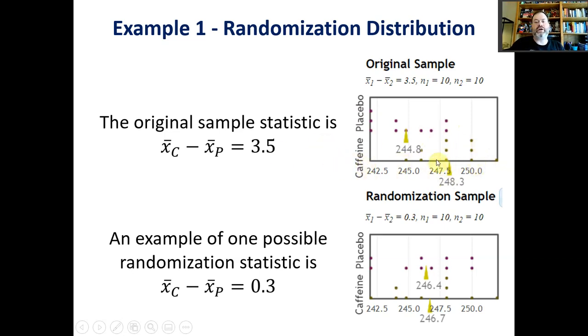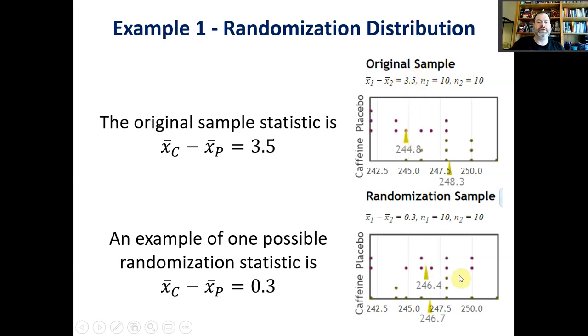These are the observed values, and the data set appears in the section 4.1 PowerPoints. But you can see basically what they are, right? There's a bunch around 250, a bunch around 248. So the original sample statistic is 3.5, and that shows up here. There are your sample sizes. So StatKey shows you your original sample statistic.